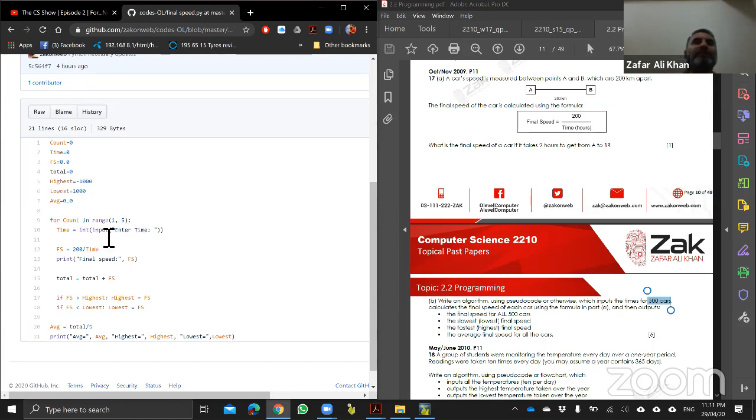Then we have to take input. Whenever we take input in Python, it is in a string in text form. So we have to convert it to integer, and then we will assign that to time. And then the formula goes pretty much the way it is. Then instead of console.writeLine in Visual Basic or output in pseudocode, we use the print command in Python. So this will print it, and then total goes pretty much the same.